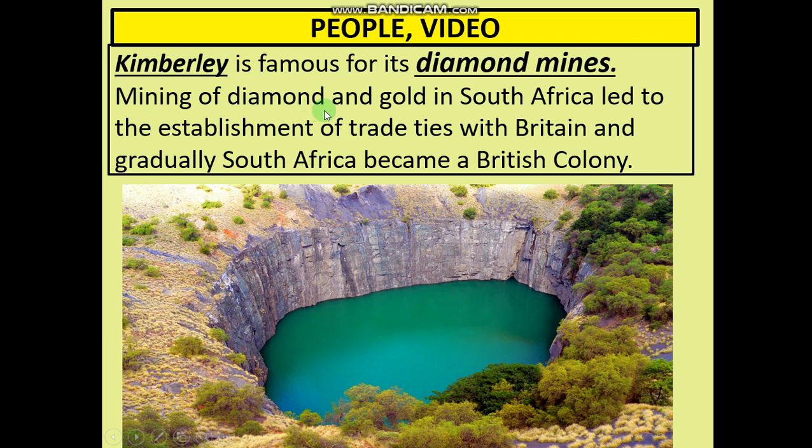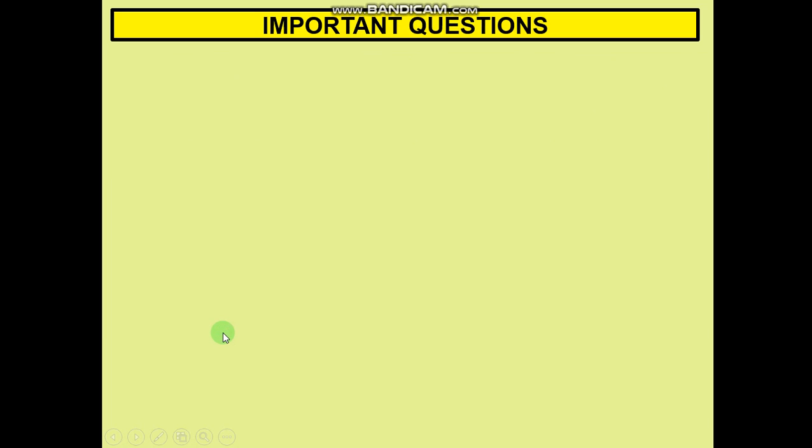Mining of diamond and gold in South Africa led to the establishment of trade ties with Britain, and gradually South Africa became a British colony. Seeing so much gold and diamond in South Africa, what happened? The people of European countries got attracted to this region, and they came and started ruling these regions.